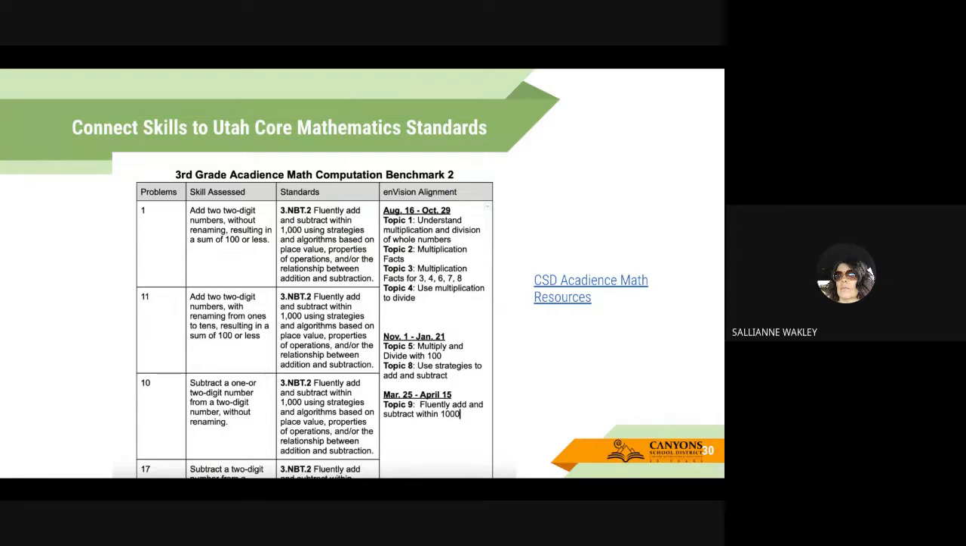We've completed all of the computation, and the state also provided some documents to support grades 1, 2, and 3, since they're part of the new state SB 150. We need to make sure we're making progress specifically in those grades. So the resources will be linked in the CSD Acadience math resources right there on the right.